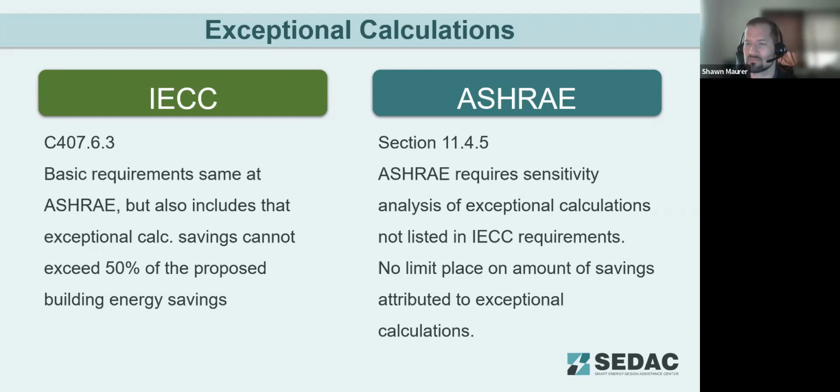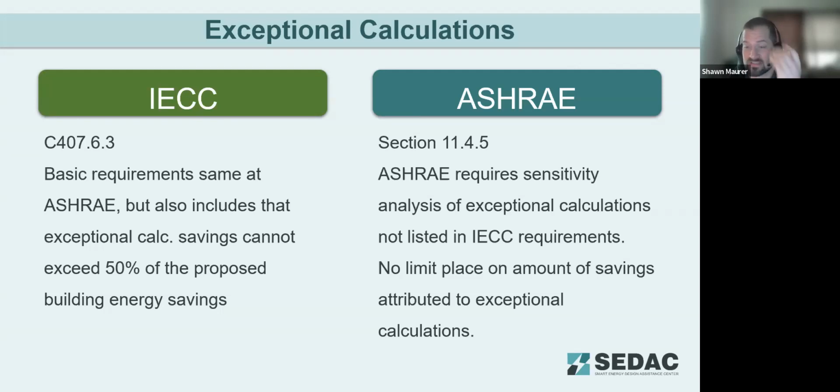IECC keeps the requirement for these exceptional calculations fairly simple. Their impact on the energy cost difference between your reference design and proposed model cannot exceed 50% of the difference between your energy costs. So of the savings between the reference design and the proposed design, 50% of that can be exceptional calculations. While a bit simpler in requirement, for buildings that are minimally better than the reference design, if you're hitting right at that 15% improvement, then you're only able to use 8.5% of your energy savings through exceptional calculations.